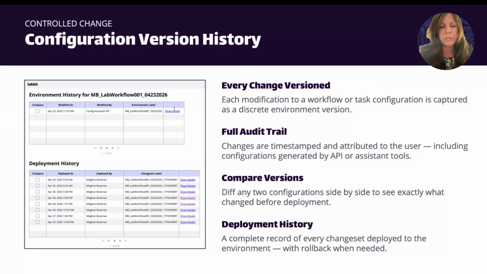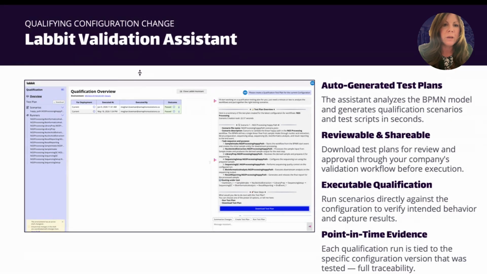Regulated labs also need to qualify configuration change before it can be deployed to production and utilized. That's what we'll look at next. So, version control that we saw in the previous slide answers the question, what has changed? Labbit's validation assistant answers the question, is that change qualified? In regulated lab environments, qualifying a configuration change has historically been one of the lagging aspects of validating an operational change. Labbit is setting about to remove that friction.